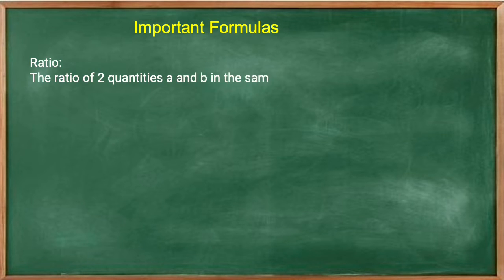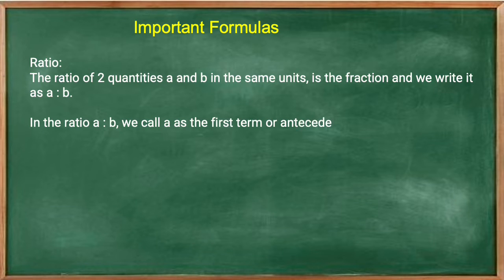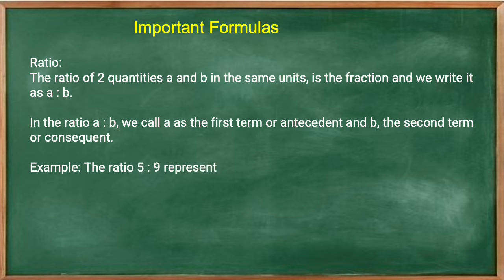The ratio of two quantities A and B in the same units is the fraction, and we write it as A is to B. So here you have to notice that both the quantities should be in the same unit. That is, if A is in meter, then B should also be in meter. In the ratio A is to B, we call A the first term or antecedent and B the second term or consequent. Example, the ratio 5:9 represents 5 divided by 9, with antecedent equal to 5 and consequent equal to 9.